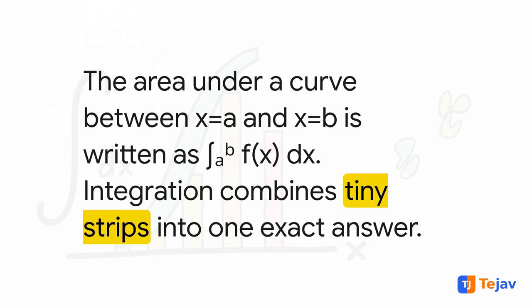Every single tiny strip contributes a tiny fraction of the area, and integration scoops them all up into one precise answer. It's kind of like building a massive perfect wall out of infinitely tiny bricks. Or even painting a curved garden. You paint one thin strip, then another, until the whole thing is filled in perfectly.